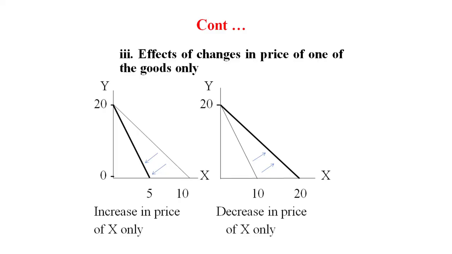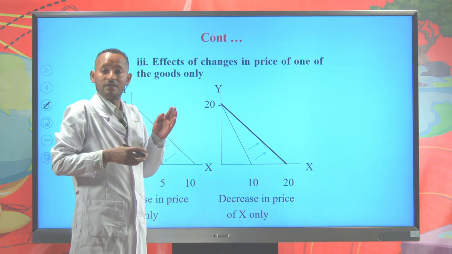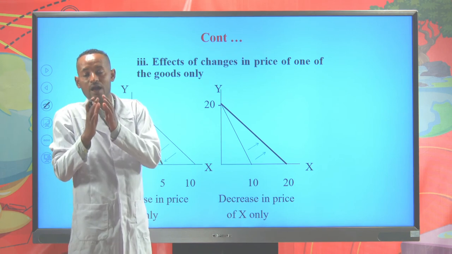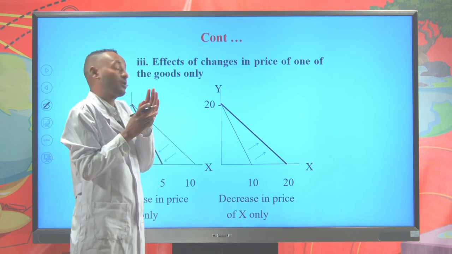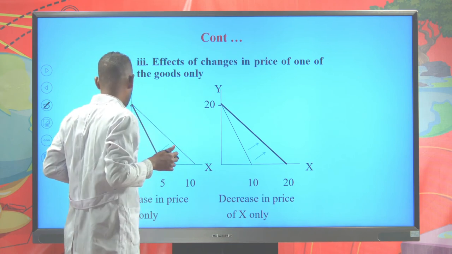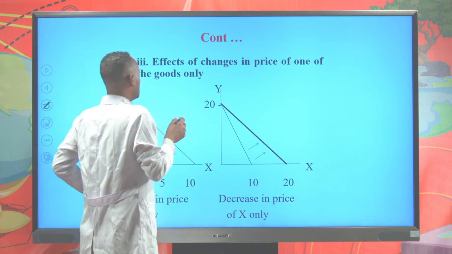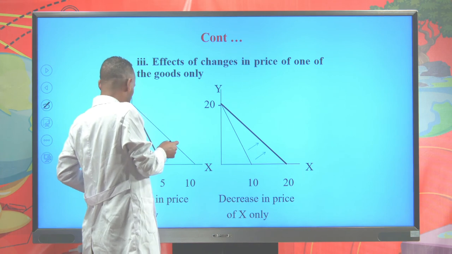Now let's see the effect of changes in price of one of the goods only. In the previous lesson, we saw if there is a change in the price of both goods by equal percent. Now we are going to see if there's a change in the price of one of the goods only. First, let's see when the price of commodity X only increases.